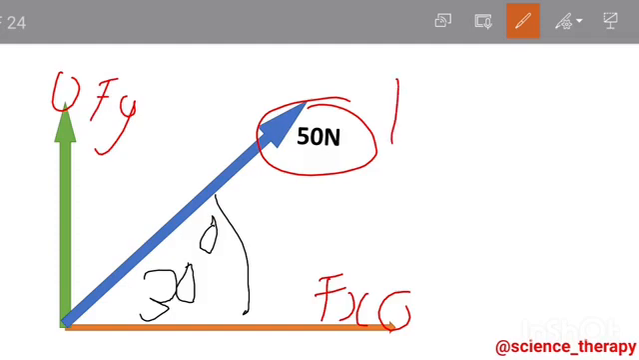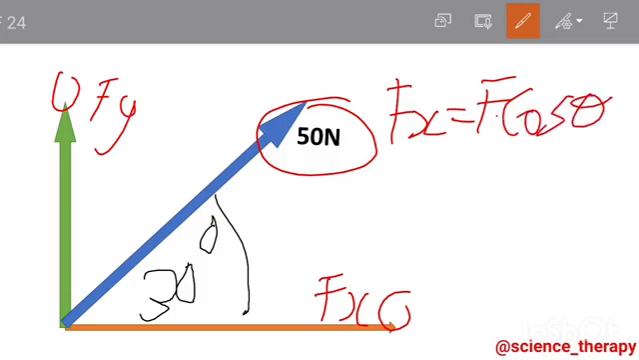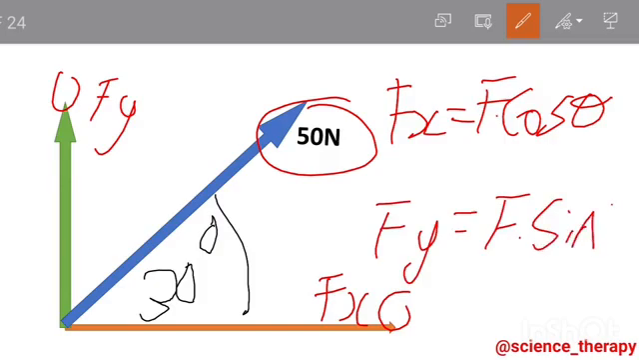So for Fx, you need to know this formula. You memorize this formula. That's F cos theta. I don't think it appears in your formula sheet, so you have to know it. And your Fy is F sine theta. So for Fx, when you're looking for the horizontal component, that's F cos theta. When you're looking for your vertical component, that's Fy, F sine theta.